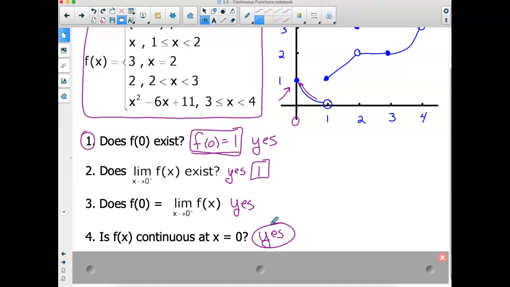Now, I could have popped this graph off. I could have jumped straight down to number 4, and I could have had you look at this via what we just said. Is it continuous at x equals 0? And people would have said, yeah, it's a closed dot. It's an endpoint. Therefore, yes, it's continuous.